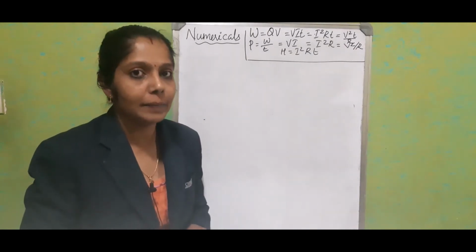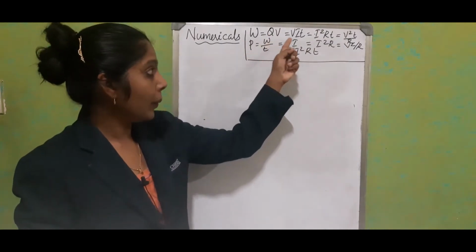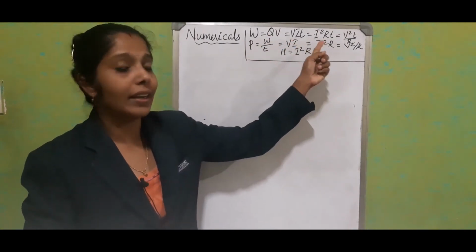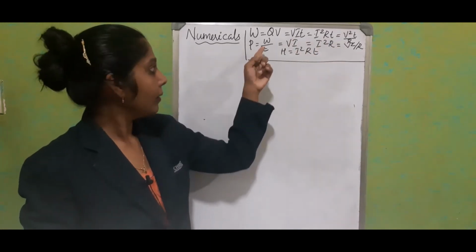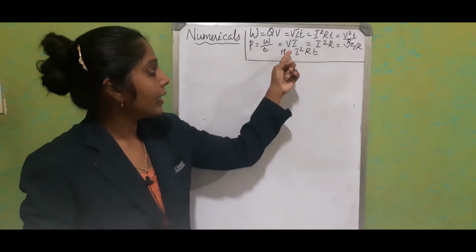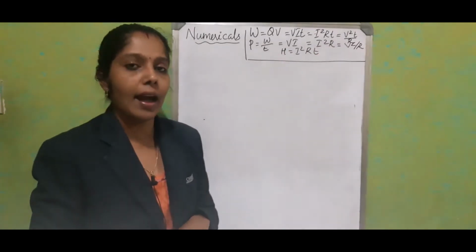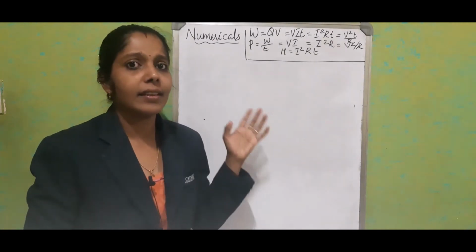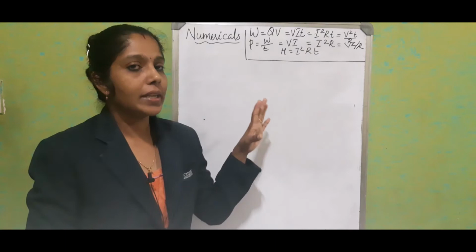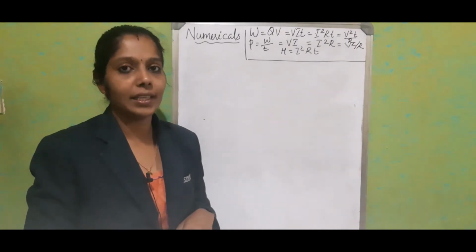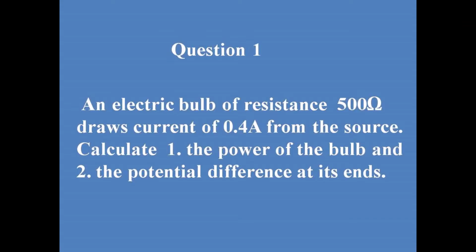the power. So first, work done is equal to QV, VIT, I square RT, V square T by R. In the same way, power, which is work done by T, is equal to VI, I square R and V square by R. And the heating effect is H is equal to I square RT. On the basis of these equations, let's solve the numericals.